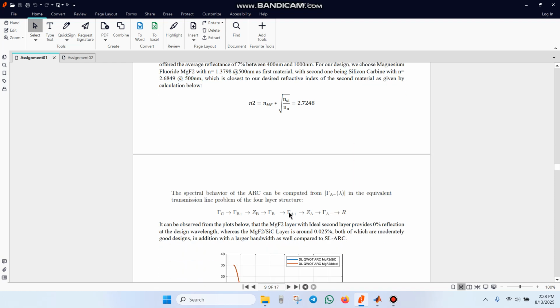Right, same as before, since we are using the double layer now, this is the chain that we are essentially going to follow. We would first find the gamma C, followed by gamma B positive, followed by the impedance as seen by the second material B, followed by the negative reflectivity as seen by the second material, followed by the gamma A positive, which is the reflectivity as seen on the right hand side of the first material, followed by the impedance of the first material as seen by the first material, and followed by the negative wave coefficient. Finally, the reflectivity as seen from the initial surface.